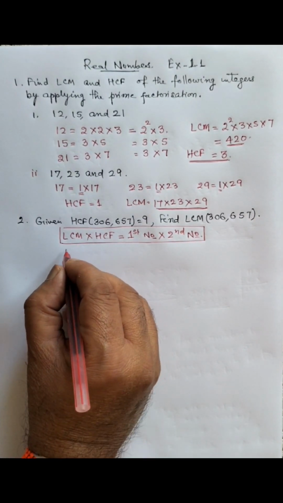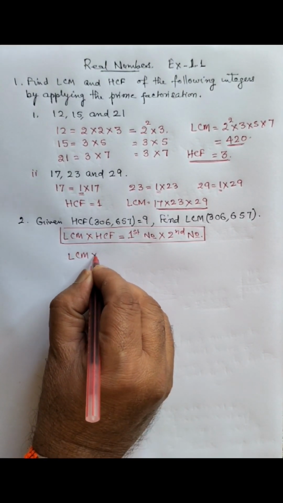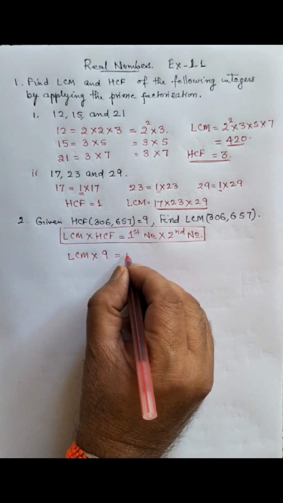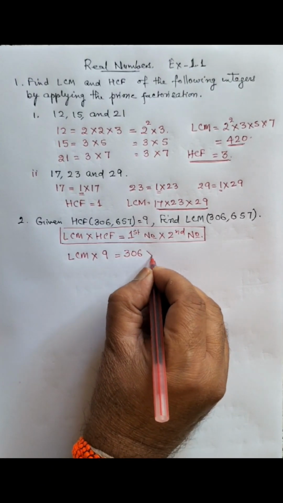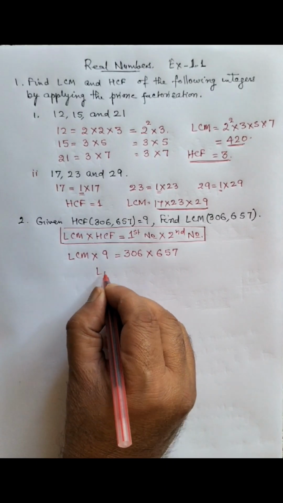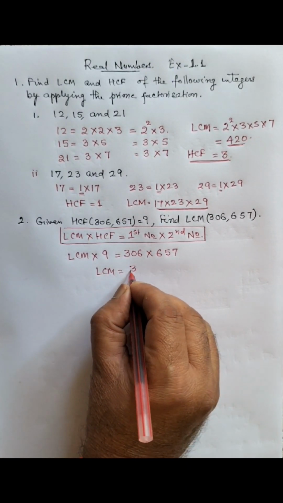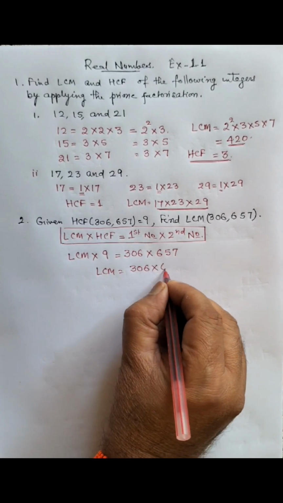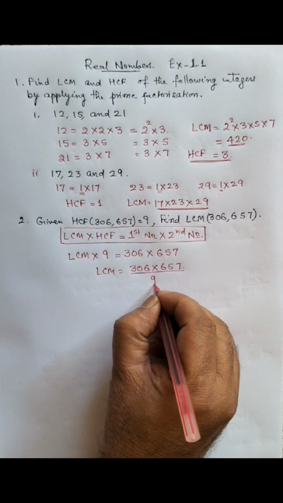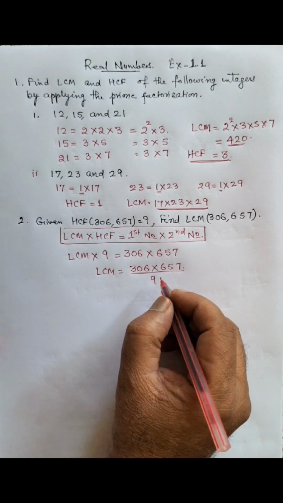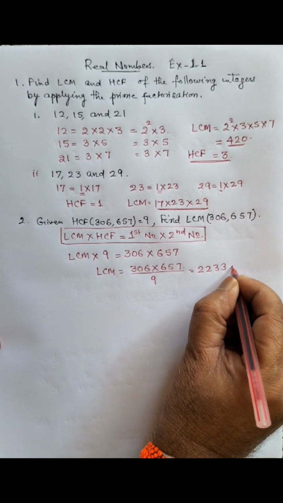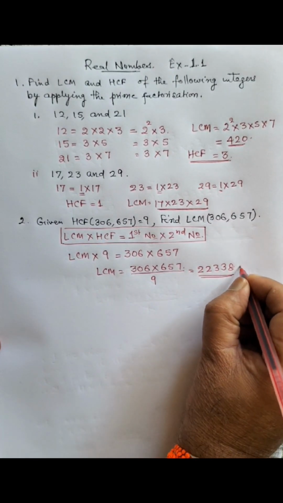Now I have to find out the LCM, and HCF is given to be 9. And what are the two numbers? First number is 306 times 657. Very clearly, I will get LCM in the form 306 multiplied by 657 divided by 9. Simplifying this expression, we will get 22,338. That's going to be our final answer.